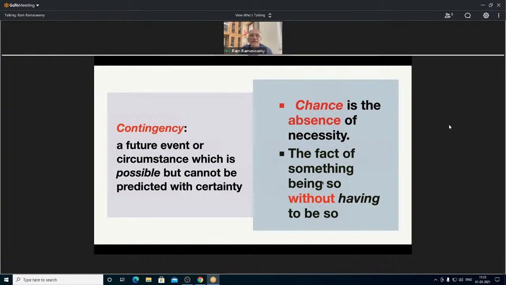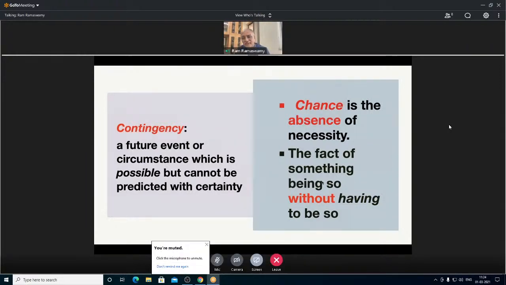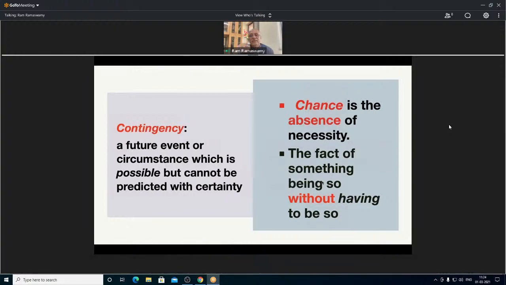There could be an earthquake in the next 10 minutes. Definitely possible, given the fact that we are sitting in Delhi and Gurgaon and Manesar. There may not be a thunderstorm, but it's very likely that it could rain tomorrow. So these are all future events that could happen but cannot be predicted. Now, chance is the fact of something happening without having to happen. And there's a difference between these things.